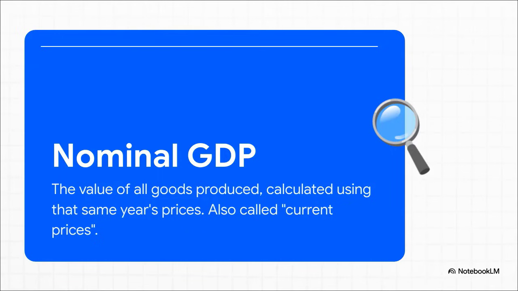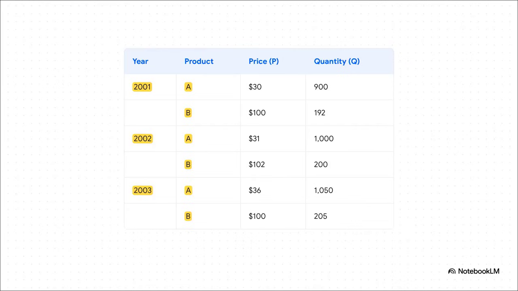It's actually a really direct measurement. You just take the total quantity of everything a country produced in 1 year, every single car, every cup of coffee, all the software, and you multiply it by the price it sold for in that exact same year. Pretty straightforward. Okay, let's make this real.